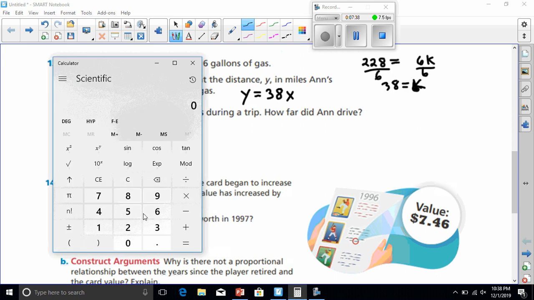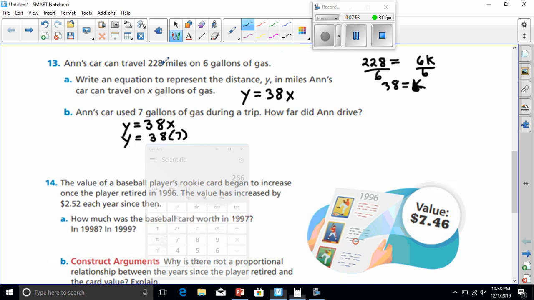Let's get our calculator out for that. 7 times 38 is going to give us, let's try that again. I think I did something wrong there. 7 times 38, not divided by 38. 266. So that means y is equal to 266. And since we're talking about miles, it's 266 miles.